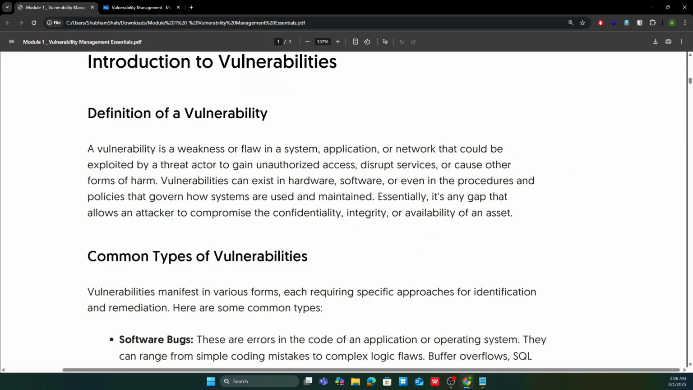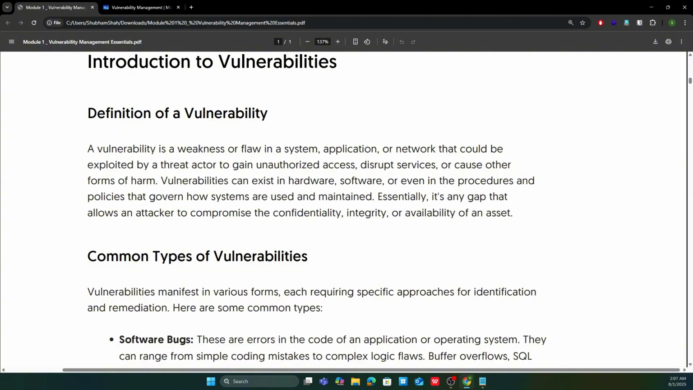So vulnerabilities aren't just limited to software. They can also exist in hardware or even in the process policies that govern how the systems are going to be utilized. Essentially, a vulnerability is any gap that allows an attacker to compromise the confidentiality, integrity, and availability of an asset. So the CIA triad is in danger because of the vulnerability gap.